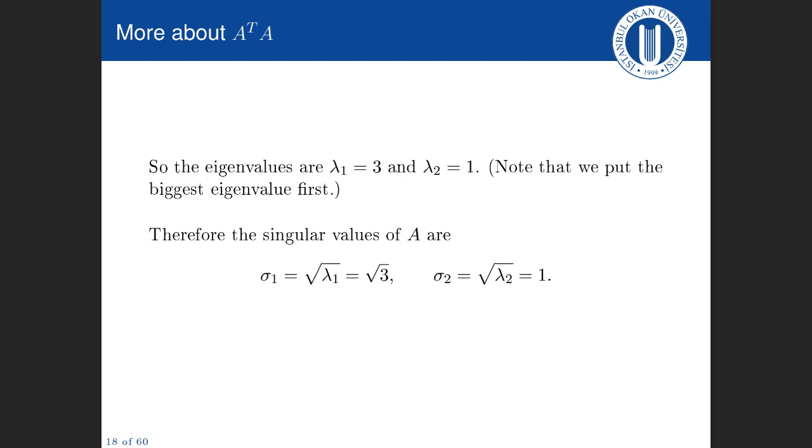So let me repeat this. If you're asked to find singular values of a matrix A, first calculate A transpose A, then find its eigenvalues. Sort them so that the biggest one is first, and then the second biggest one, and so on. And then take the square roots of those numbers.